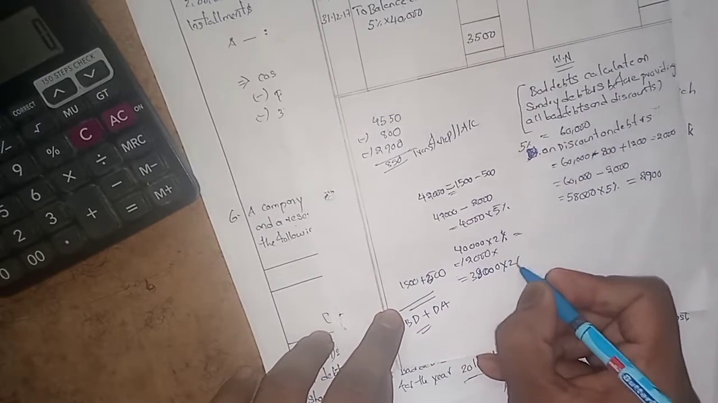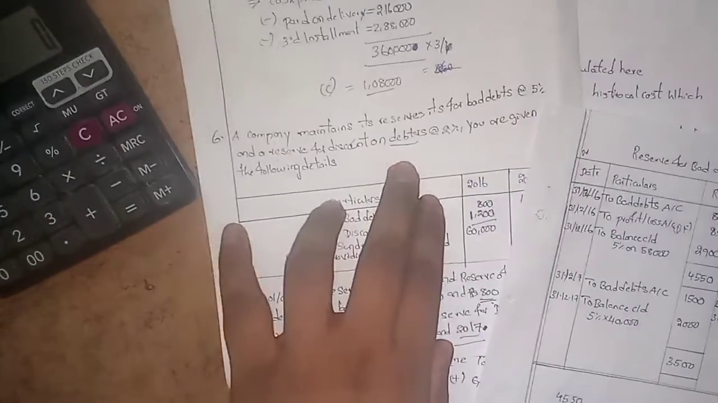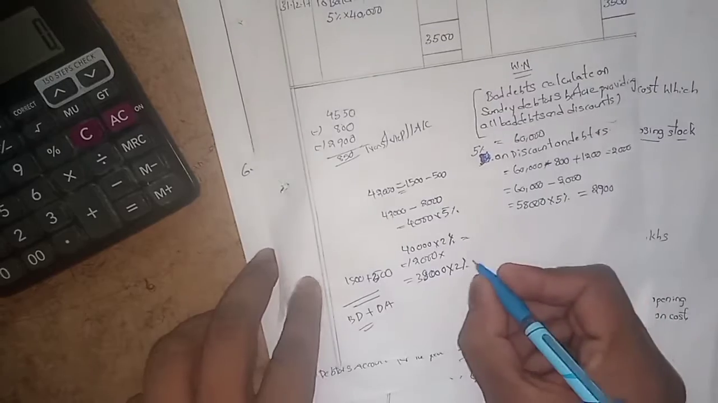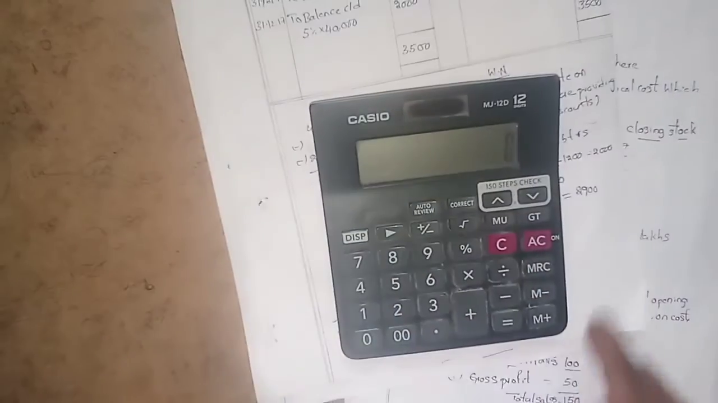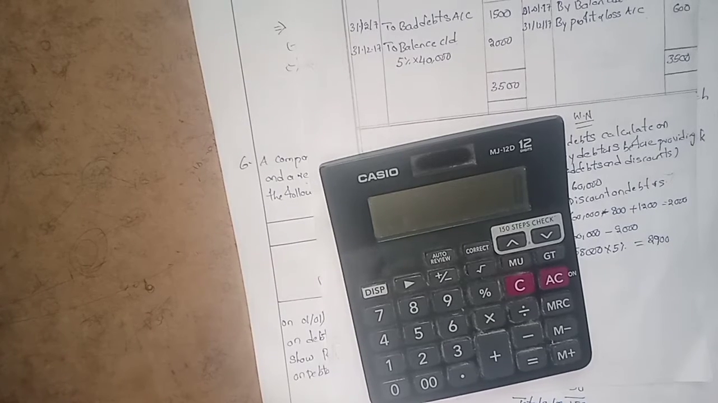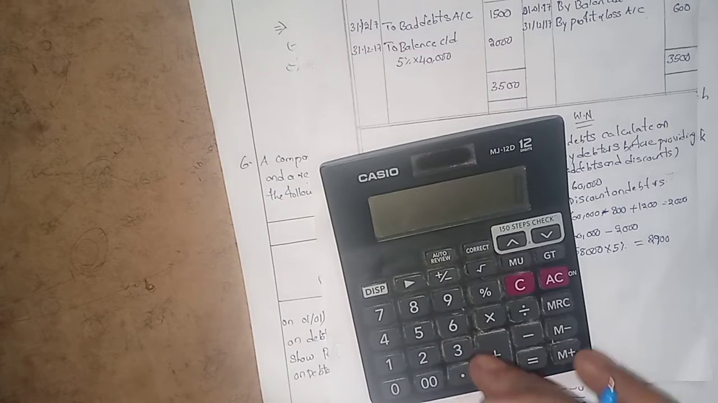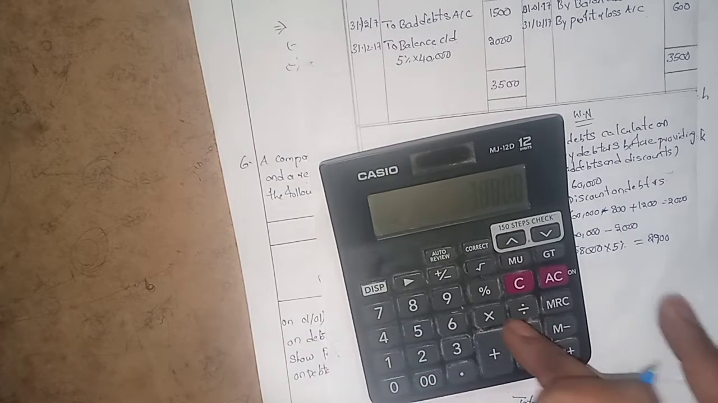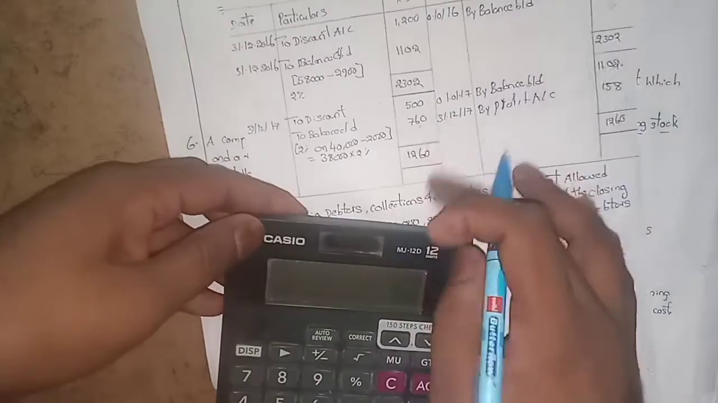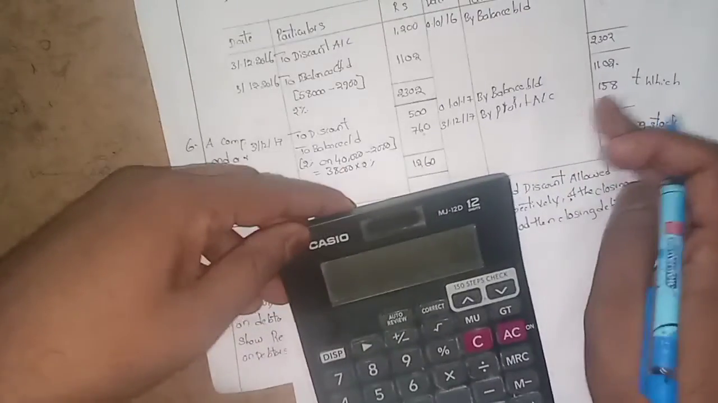Again, now we calculate 2% on debtors. Reserve for discount on debtors 2%. So that equals, we got how much? $38,000 into 2%, that is 760. So 760 I will post it here. So 2% and separate 760. So total balance, balance carried on 150.